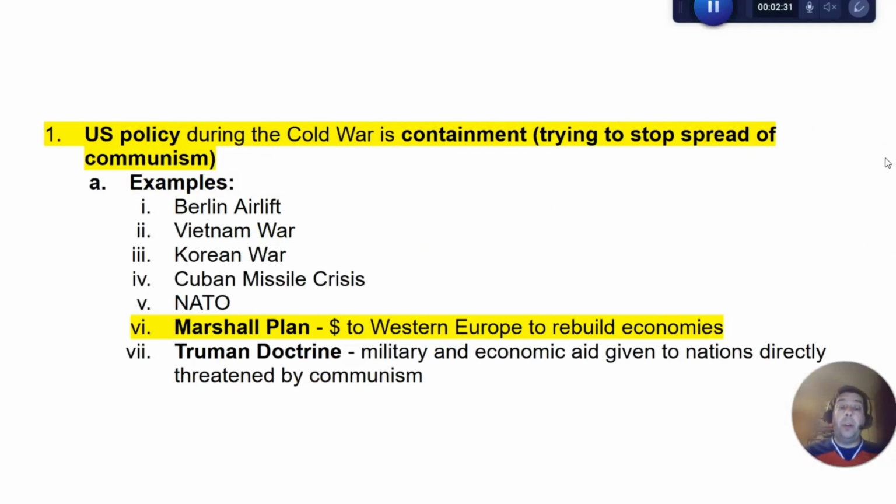So many things that happened during the Cold War is an example of the containment policy. And this will help you for this Regents exam. It will help you for your US exam next year. The containment policy, trying to stop the spread of communism. And the reason is because of the domino theory.